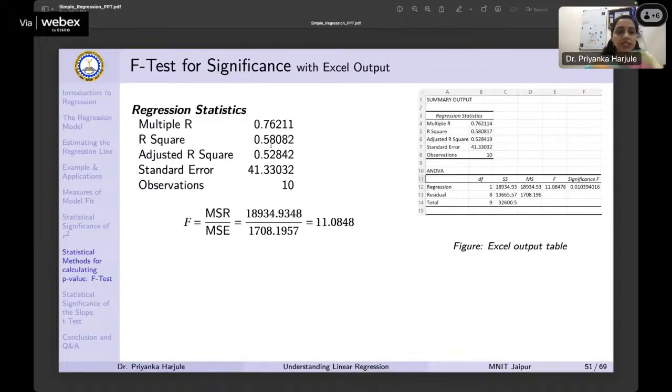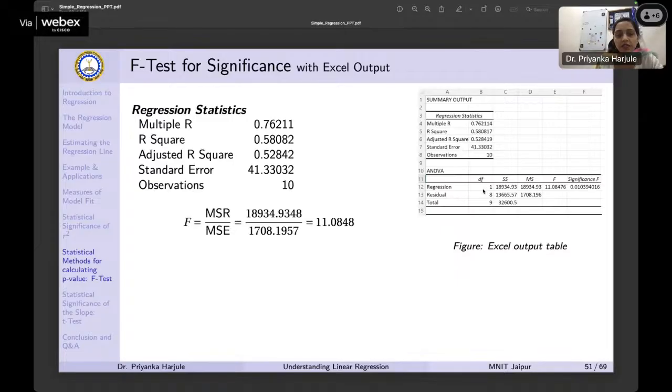Then you have the adjusted R square value. This accounts for the number of predictors. This is basically useful when you are comparing models with different numbers of predictors. Then you have the standard error, which is the standard deviation of your residuals. And then you have the observations, that is 10. And then you have this F test, which is giving us whether the model as a whole is statistically significant or not. So this part of the output is telling us that.